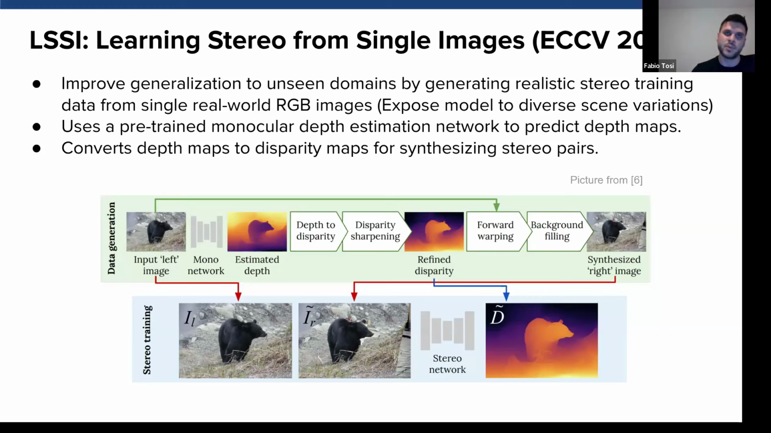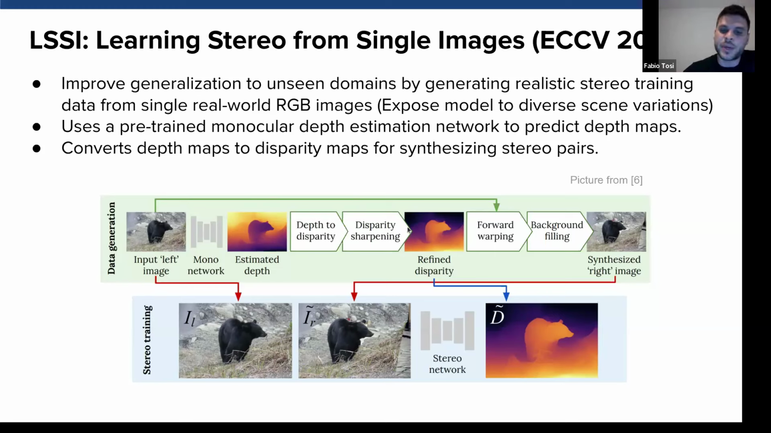They just start from large-scale RGB datasets and a monocular depth network. In this case, they use MiDaS, but also tested other monocular networks. They use MiDaS to extract an initial estimate of the depth. And then the pipeline is based on several steps. The first one is to convert this depth into disparity using an arbitrary baseline, because in this case, the estimated depth map is up to an unknown scale factor, so we can use any arbitrary baseline to produce the disparity map.